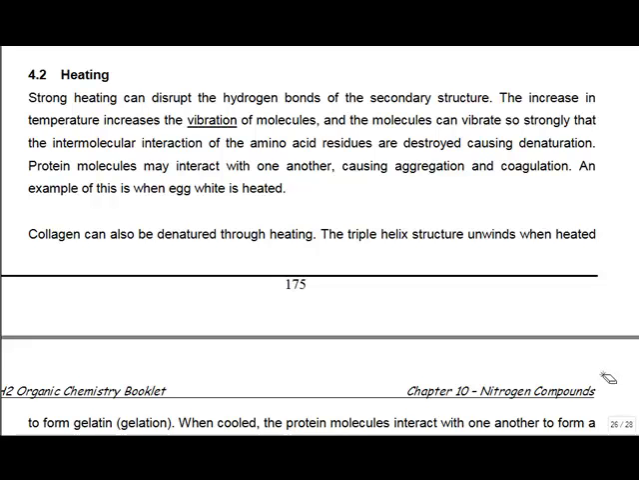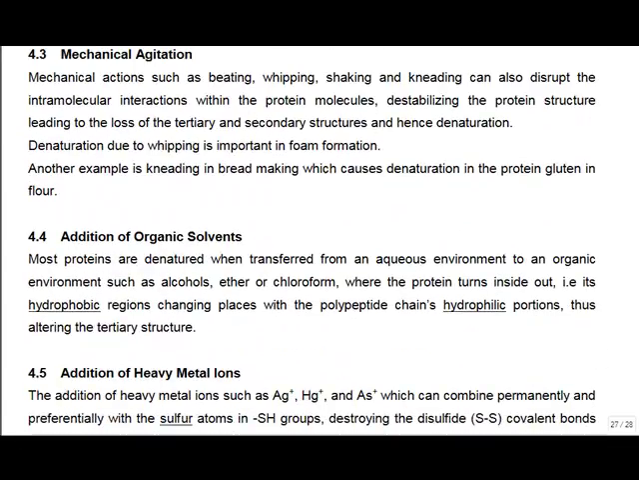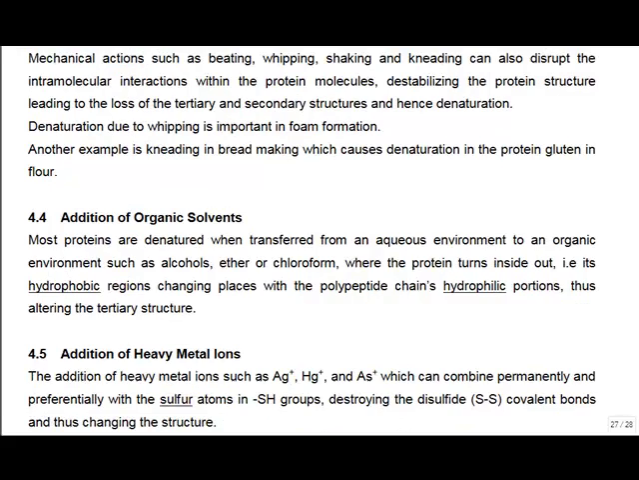Okay, let's now move on to see other ways whereby protein can undergo denaturation. Protein can lose their secondary and tertiary structures when we apply strong forces such as beating, whipping, shaking, or kneading them. This is mostly seen in the example of bread making, where we knead the dough and the protein, gluten in flour undergo denaturation.